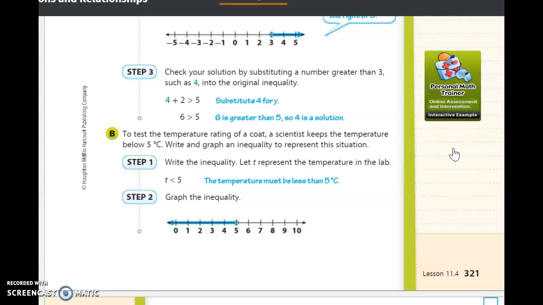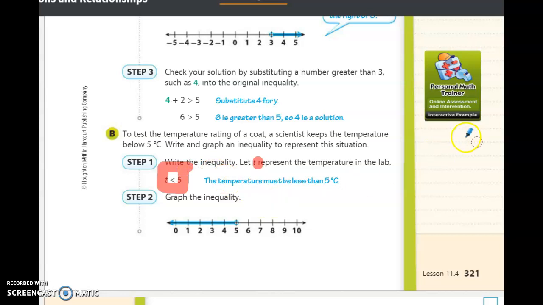Part B says to test the temperature rating of a coat, a scientist keeps the temperature below 5 degrees Celsius. Write and graph an equation to represent the situation. Well, for the variable, they said, let's let it be T, because T is for temperature. And the temperature has to be less than 5, so our inequality has to be T is less than 5.